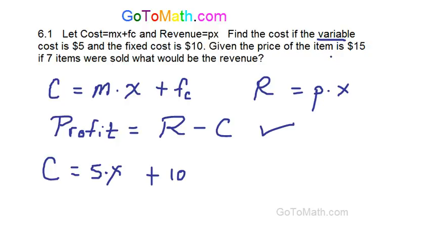Given the price of the item is $15, so this is our revenue. And 7 items were sold. Alright, so that's definitely going to give us a revenue of 15 times 7. Let's see, that's 70, 105. Yep, 105.